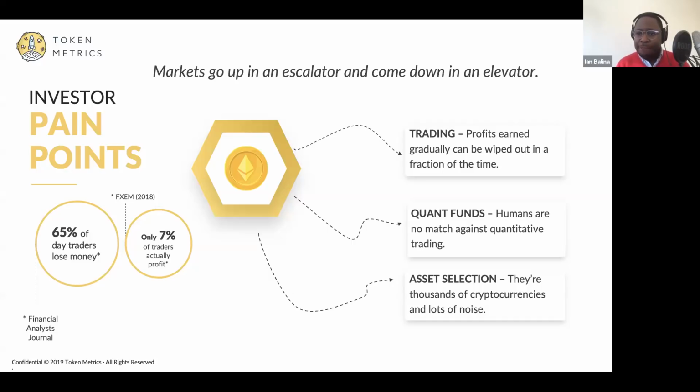Now, I do want to have my team also chime in here. Bill, can you share with us your perspective when it comes to trading and how markets go up in an escalator and come down in an elevator? Sure, Ian, I'd be happy to.